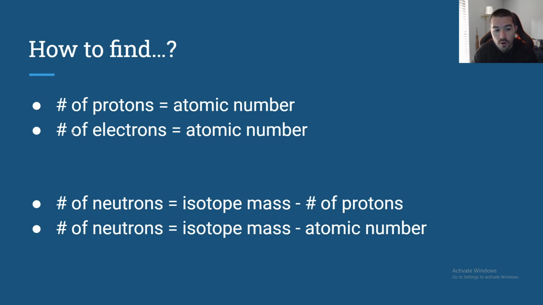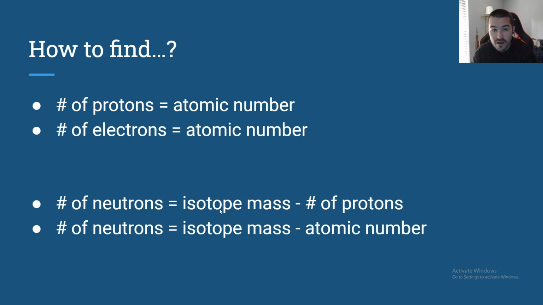To find the number of protons and electrons, this is exactly the same as it was in Unit 1. Both of these are equal to the atomic number, which means they're equal to each other. So protons and electrons are both equal to the atomic number. This you can find on the periodic table. The one place you have to be really careful is finding the number of neutrons. To find the number of neutrons, you're going to do the mass minus the protons, but it's the isotope mass. It's not the mass on the periodic table. So just be very careful about that.